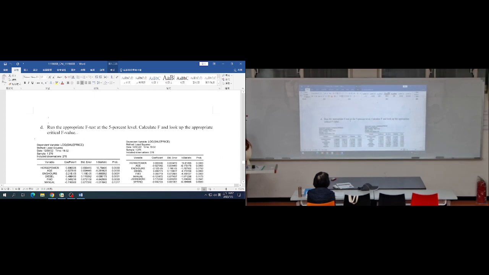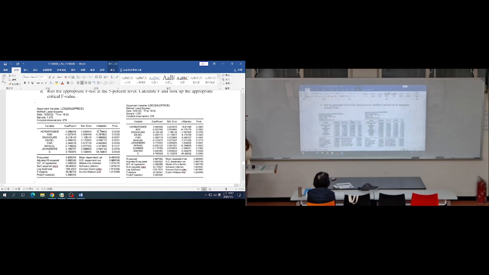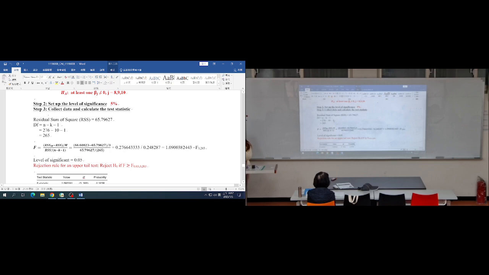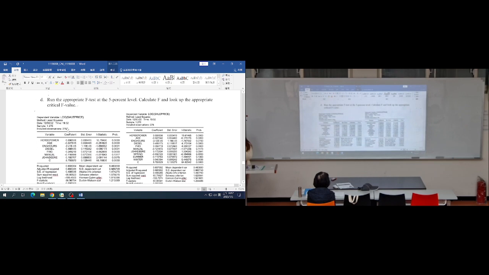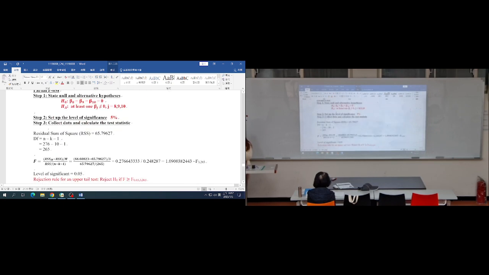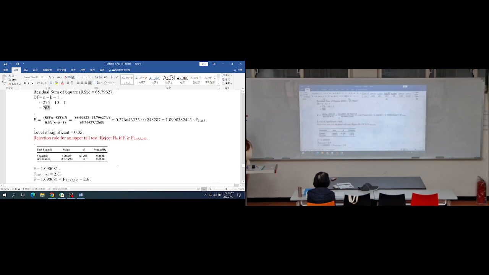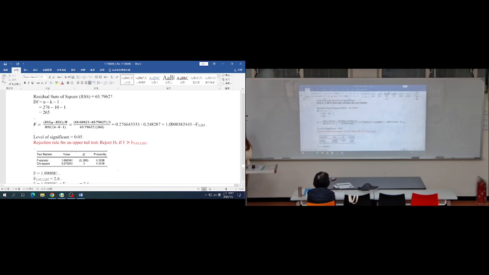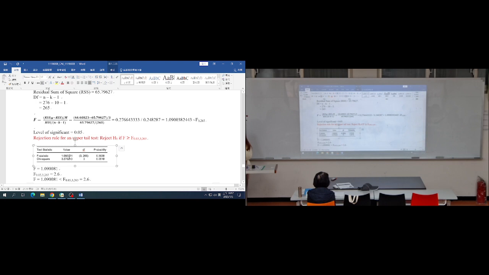For part D, we also do the partial F test. We have 276 observations, and we can calculate this number, or we can also do it by the function here. But when we run it in EViews, we get a quite different result. It's different, but not by much. It's very small.